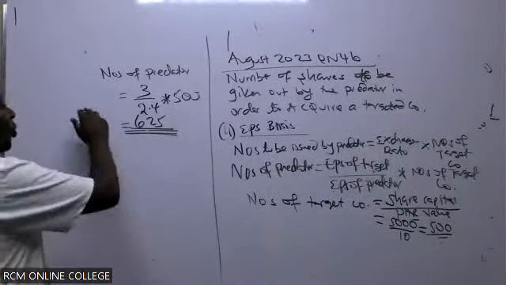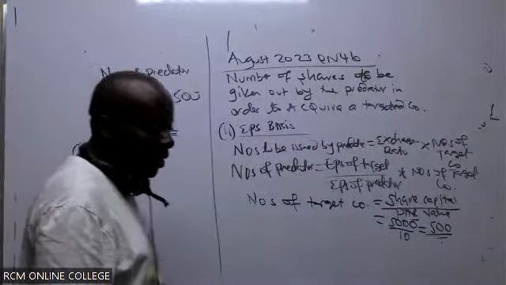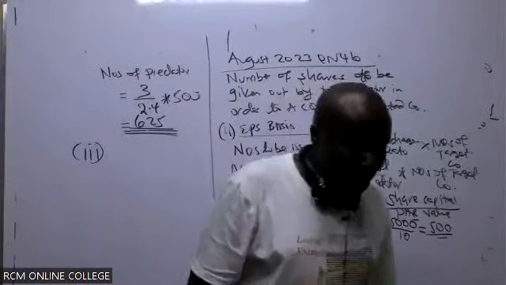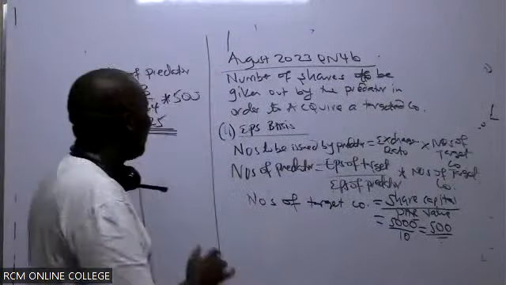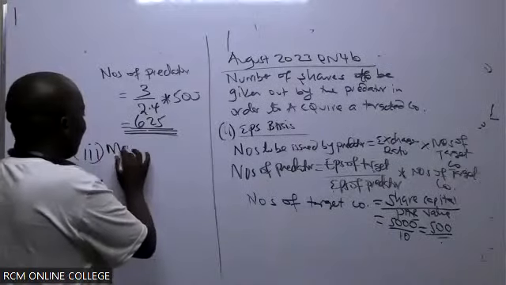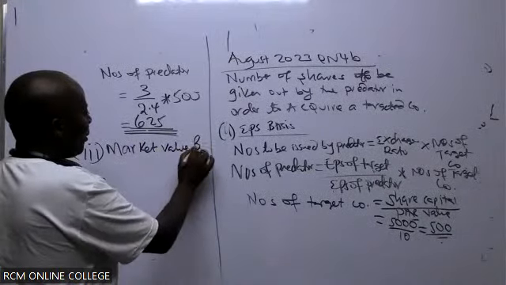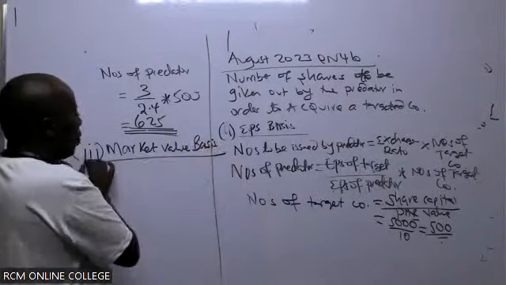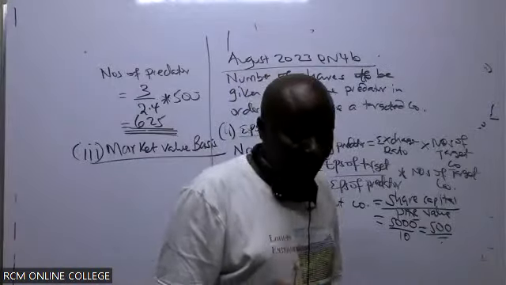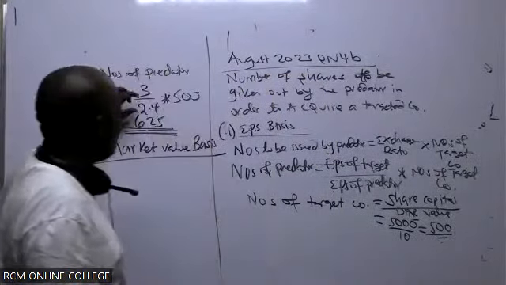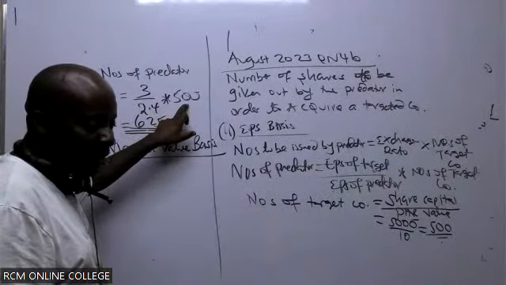Now from there we go to another basis. So number 3, we go to another basis. This time round, they want you to use the market value basis. Let me keep quiet for a minute. They want you to use market value basis. How are you getting 625? Do you have these values? 3 over 2.4 times 500.